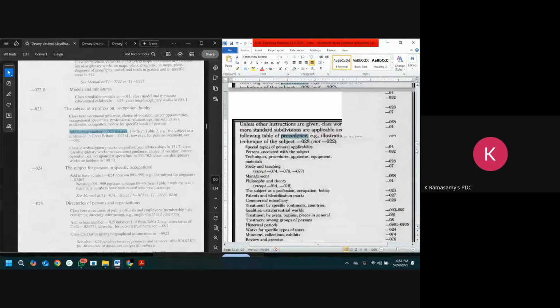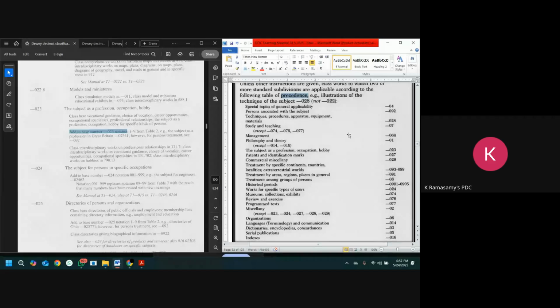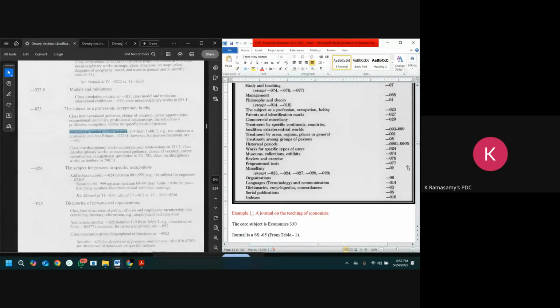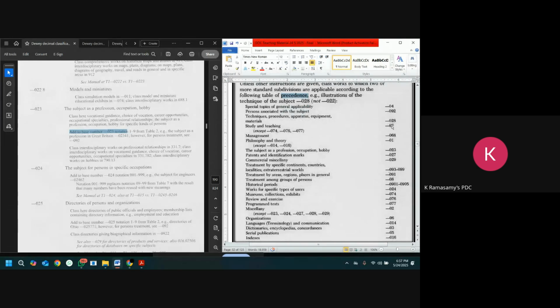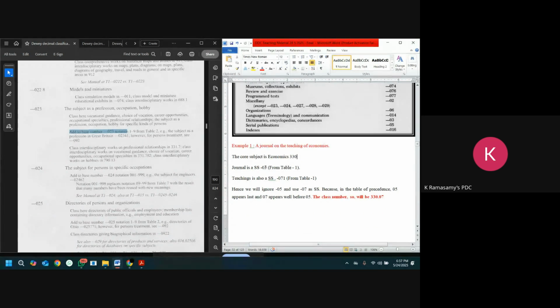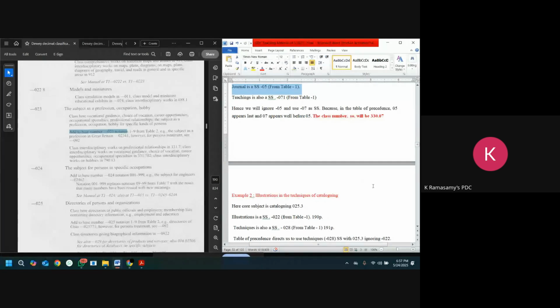That is based on, I told you, table of preference, which is given at the beginning of table 1. If you go there, you have to look whether 05 comes first or 07 comes first. Whichever comes first in the table of preference, that number is to be chosen by you. So let me see whether 05 or 07. 07 comes first. Okay, 05 comes a bit later here. So 07 is selected. So the answer will be, you need to add only 0712330. This number, journal number, cannot be added. Okay, so that is what you need to understand with regard to table 1 standard subdivisions.